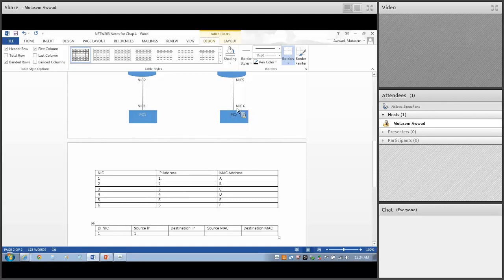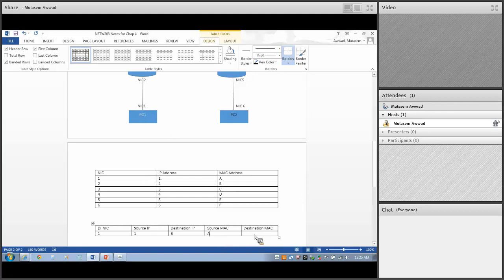NIC 6, right? His IP address. So it'll be number 6, right? That's the source IP and that's the destination IP. What would be the source MAC address? Who's the sender? PC1. So it's MAC address A.